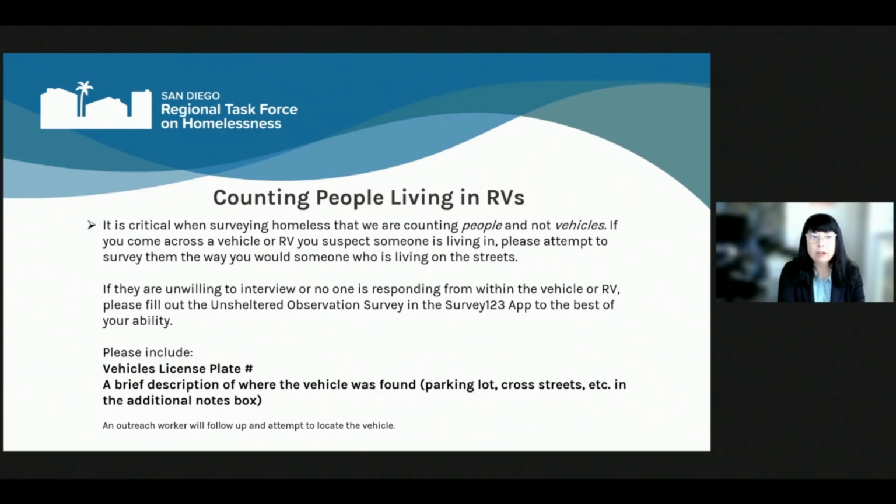is located. We do have GIS information on that observational survey, the longitude and latitude, so we will be able to find it even without that description. And then what we do is we will send a follow-up outreach. RTFH task force staff go out in the next few days to those locations and try to engage the people that are in those RVs and ask them if they are experiencing homelessness.